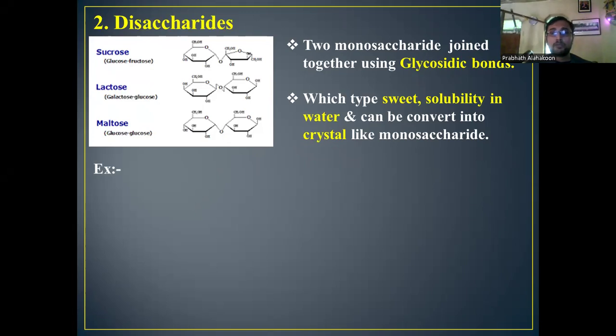Disaccharides are sweet, soluble in water, and can form crystals. Examples of disaccharides: first is maltose. Maltose is formed from two glucose molecules bound together by a glycosidic bond.